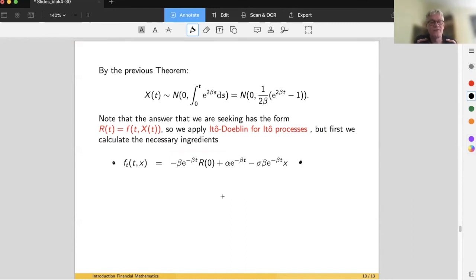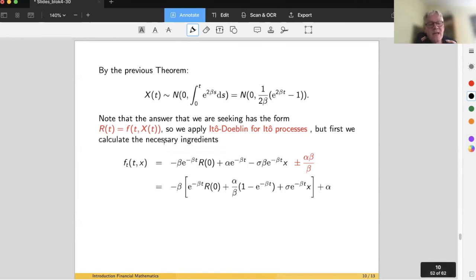Please check it yourself. What we do now is a trick in order to make this a better usable form. We add and subtract alpha times beta over beta, in order to make this a little bit nicer formulation. When we do that, we can take a minus beta outside of brackets, and what remains is this part, minus of e to the power minus beta t R0.